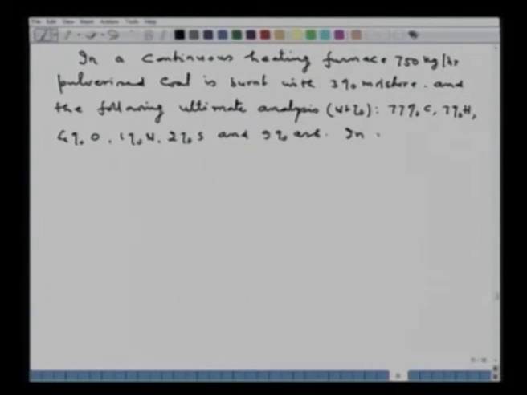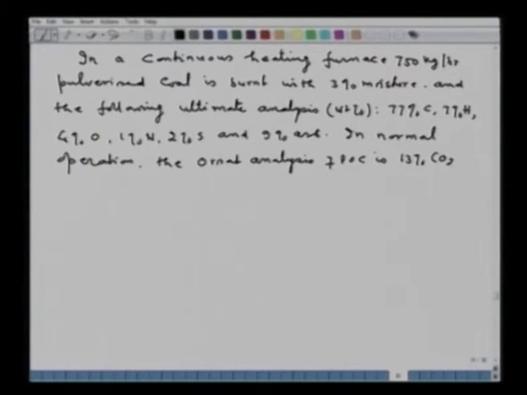In normal operation, the Orsat analysis of POC is 13% CO2, 0.5% CO, 6% O2 and 80.5% nitrogen. Now, the operator has opened the door for charging.